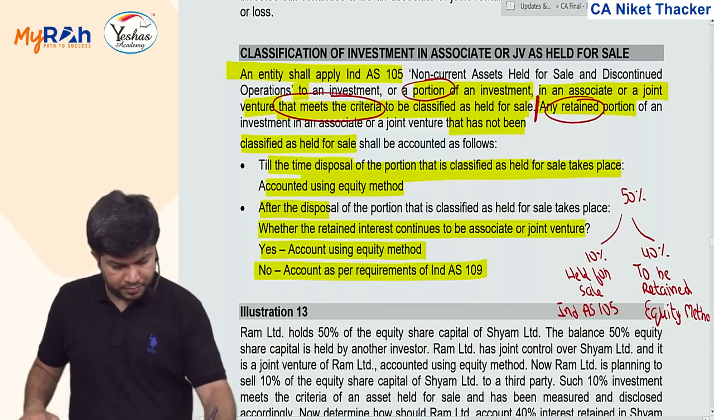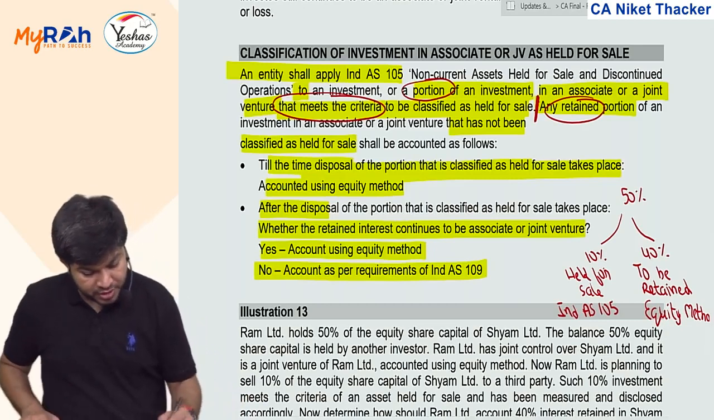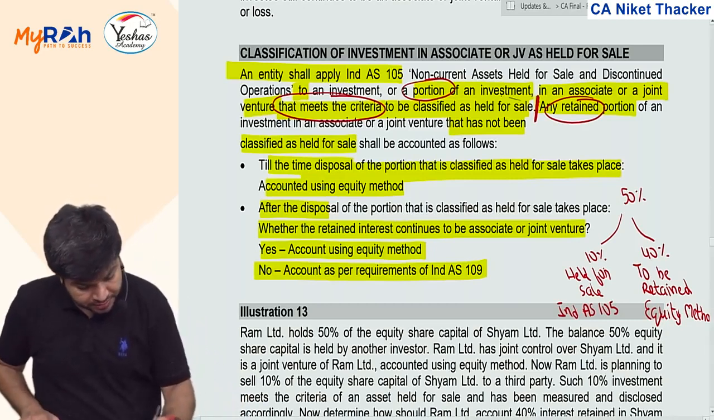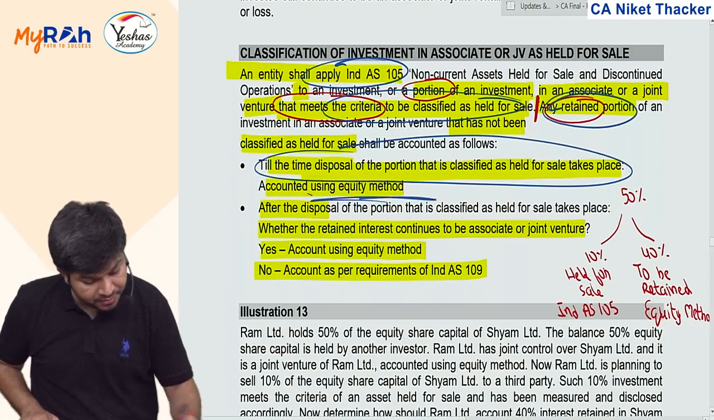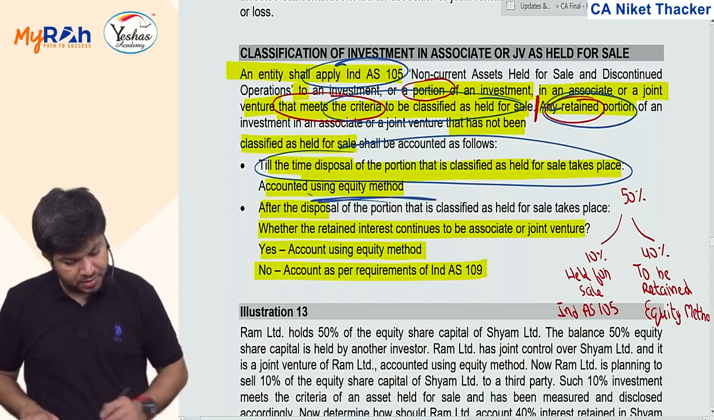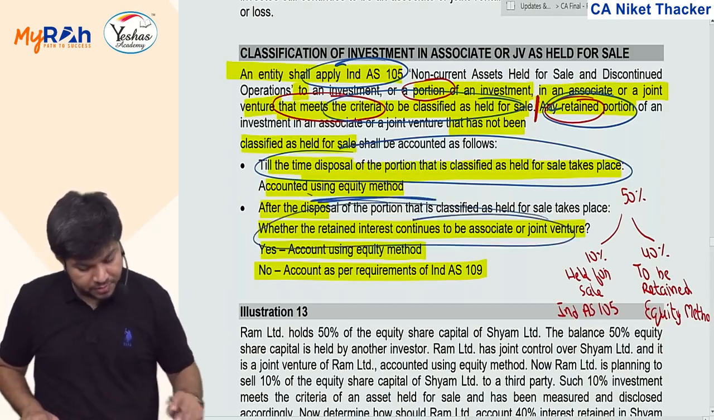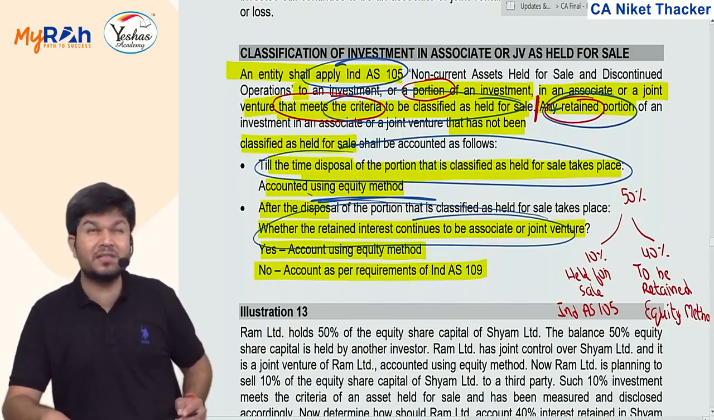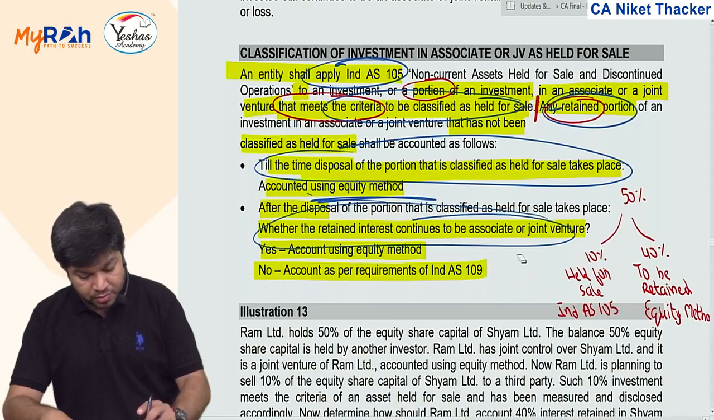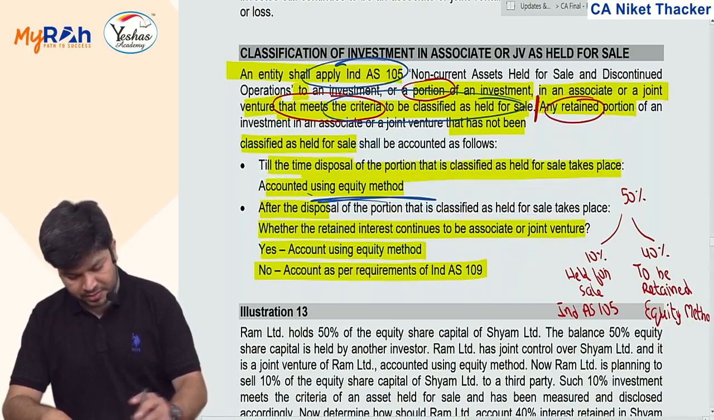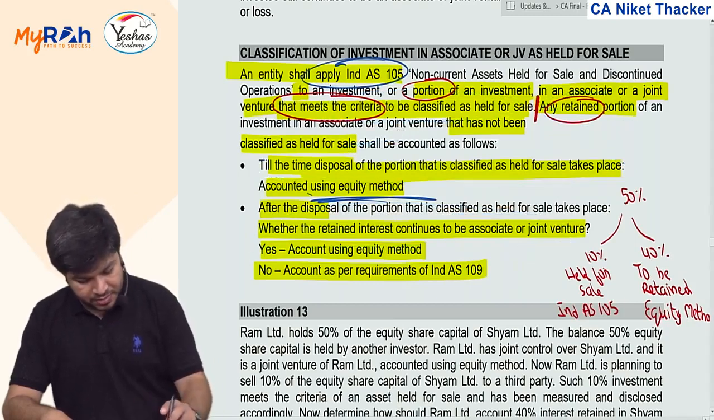So for the portion classified, apply 105. Retained portion, till you sell that 12%, equity method. Once that 12% is sold, if the remaining is still an associate, then apply the equity method. If not, then go for 109. I hope this is clear.